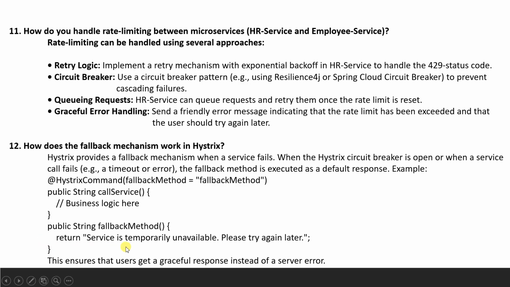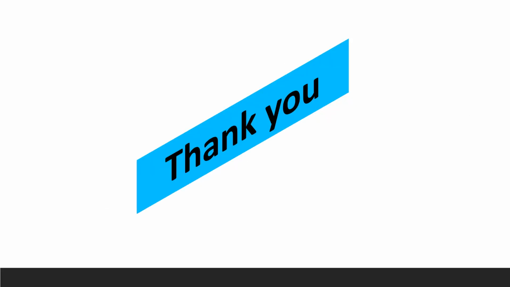While defining the fallback method, the name can be anything, but the return type and parameters must be the same. In this case, it will return a message like "Service temporarily unavailable, please try again later." This is a static method. This is how they will ask.